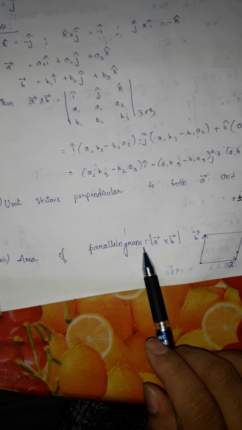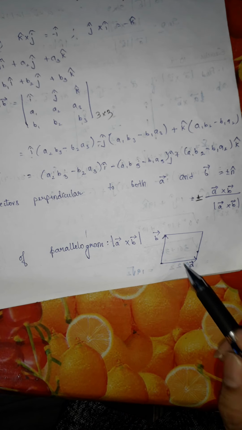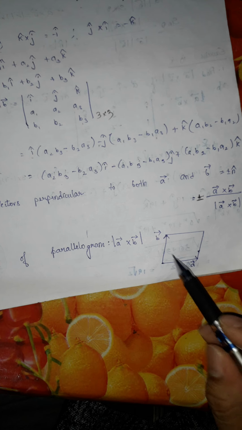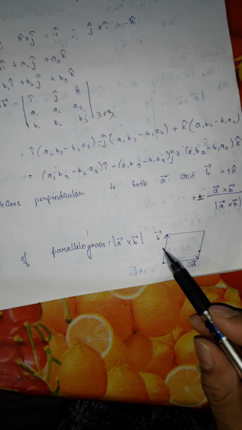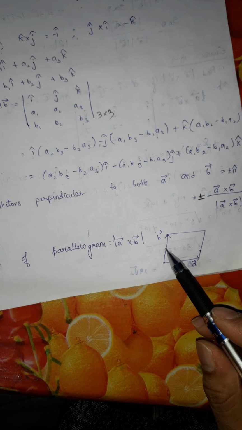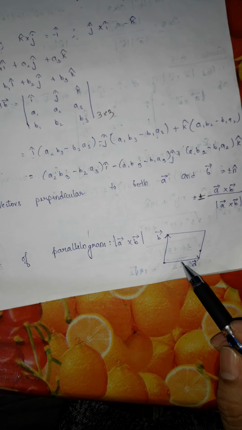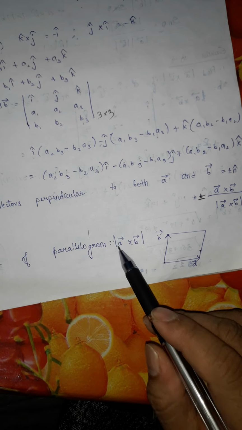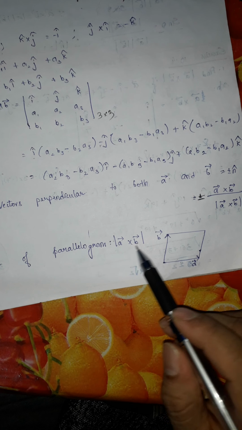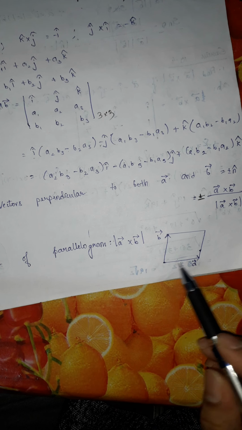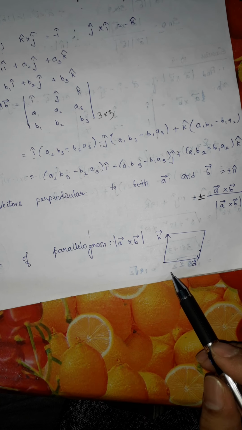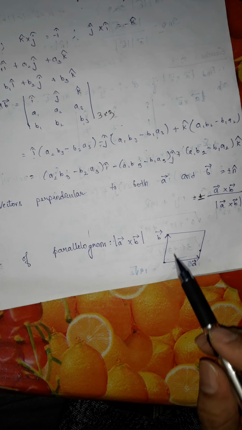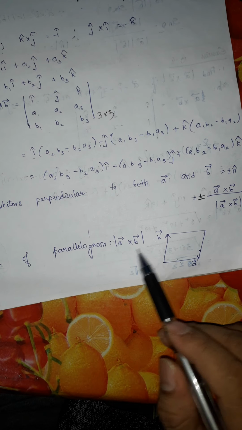Area of parallelogram. If two adjacent sides of a parallelogram are represented by two vectors A and B, then the area of the parallelogram is given by magnitude of A cross B. A and B must be two adjacent sides. Then the area of the parallelogram will be magnitude of A cross B.